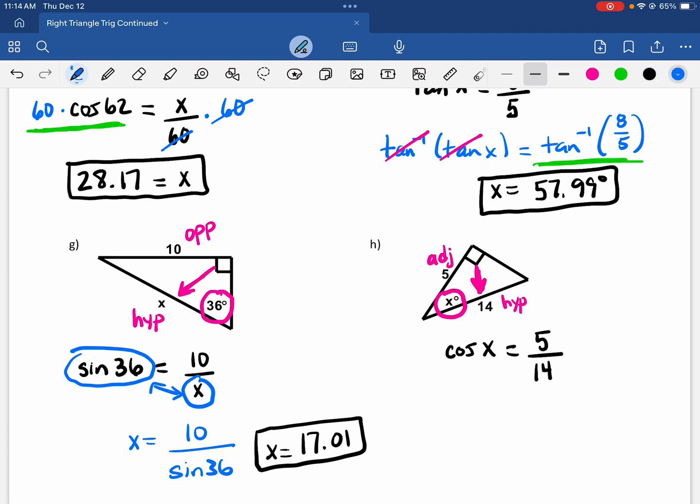We're trying to find our angle. Anytime we're trying to find our angle, we said we have to do inverse. So we're going to have inverse cosine of both sides. That cosine inverse and that cosine cancel each other out. Leaves us with just an X. And we're going to go to Desmos or our calculator. We're going to type in inverse cosine of 5/14.